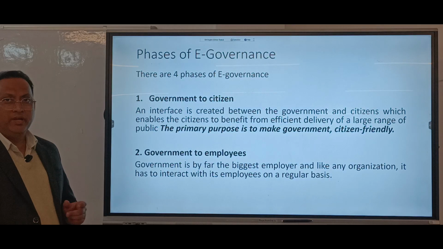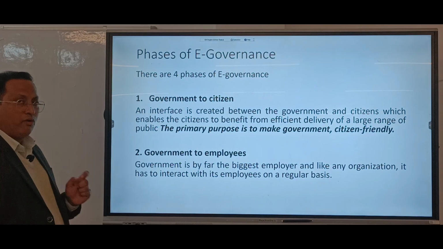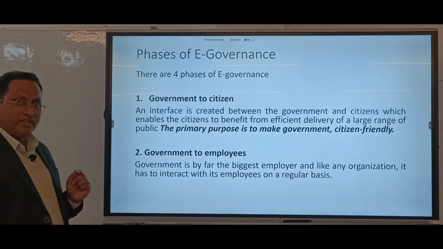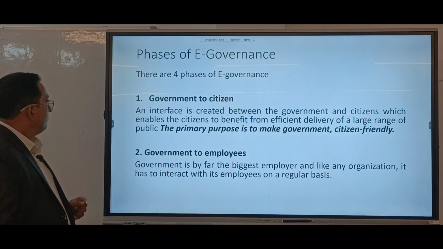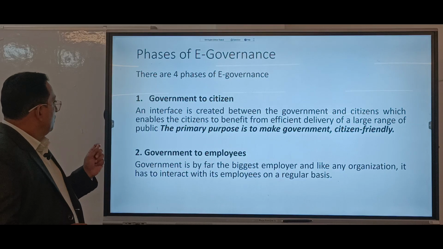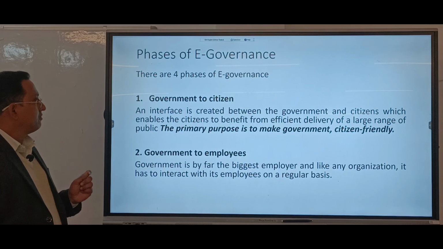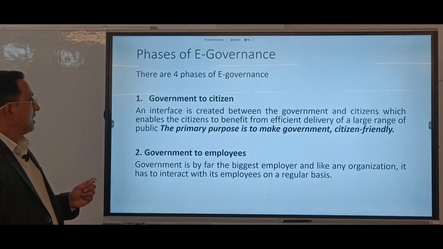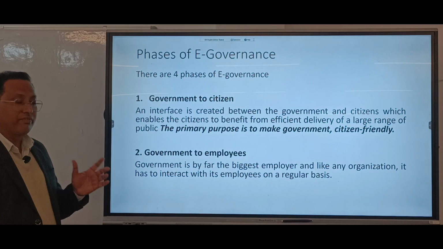What are the phases of e-governance? There are four phases of e-governance. First, government to citizen. An interface is created between the government and citizens, which enables citizens to benefit from efficient delivery of a large range of public services. The primary purpose is to make government citizen friendly.